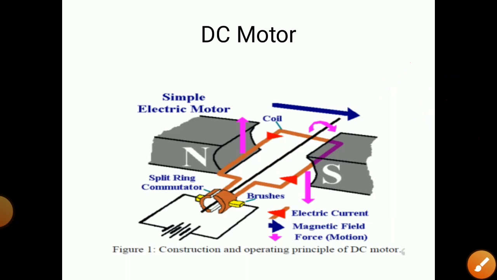So you should understand the principle. When a current carrying conductor is placed in a magnetic field, what will happen? The current carrying conductor receives some forces. These forces make it move or rotate. So like this it works.